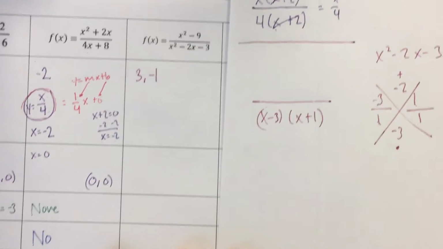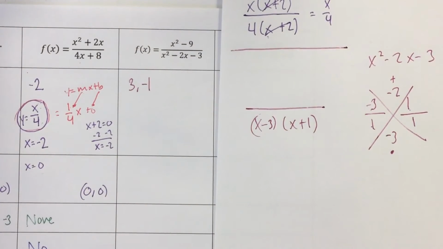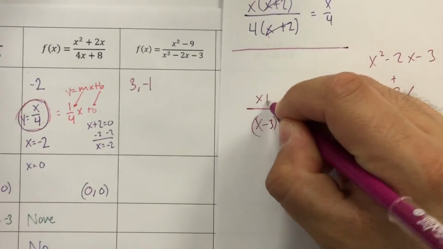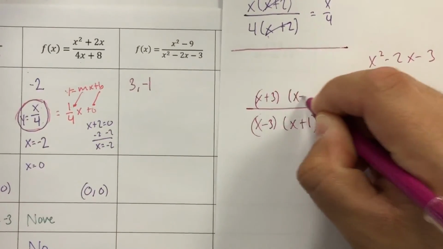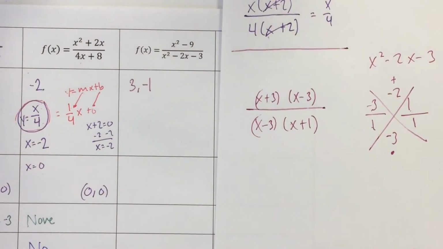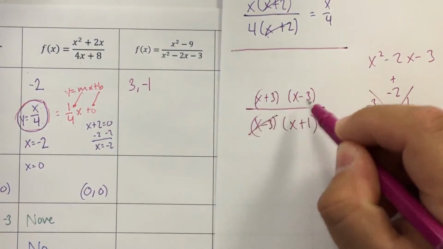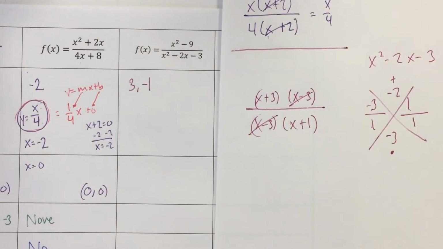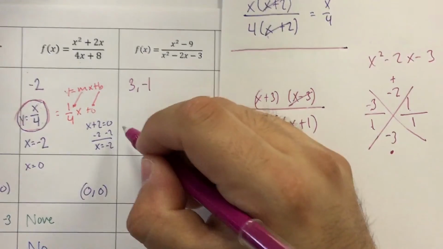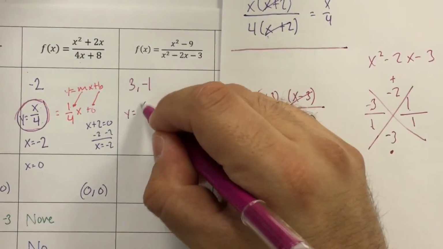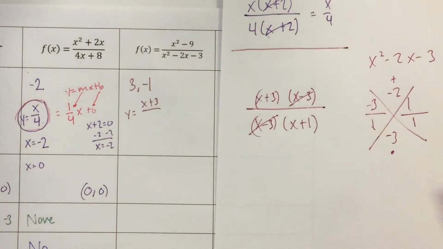Now, on the top, x squared minus 9, I feel like somebody should be able to factor that by now in their head. So can anybody tell me what x squared minus 9 factors to? +3 and -3. So we have x plus 3, x minus 3. Does anything cancel out on the top and the bottom? X minus 3. So for my simplified equation, what's left on top? X plus 3. And what about on the bottom?